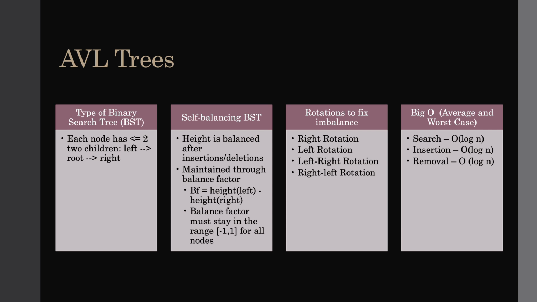So what is the big O for average and worst case for AVL trees? Because of balancing, it's consistent across all operations. So it is just logarithmic, O(log n). And it just goes to show that it is a good choice when using dynamic data sets.